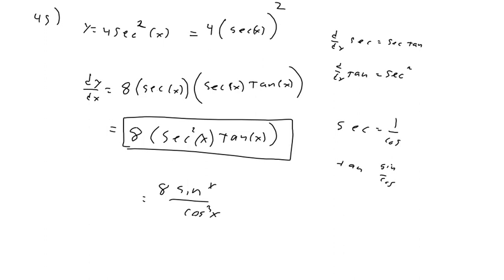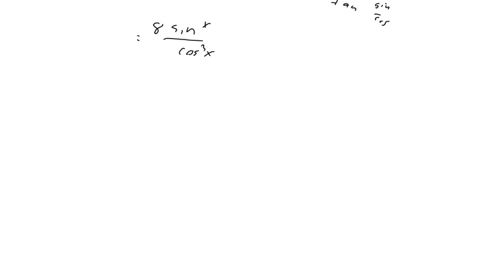Number 53. y is the sine of the square root of cotangent of 3 pi x. Whew! What are they doing to us? No, cosine, cotangent. So, sine of the square root of the cotangent of 3 pi x.